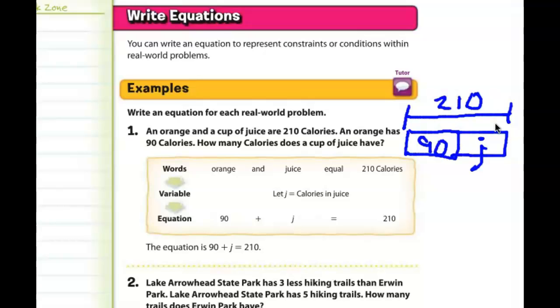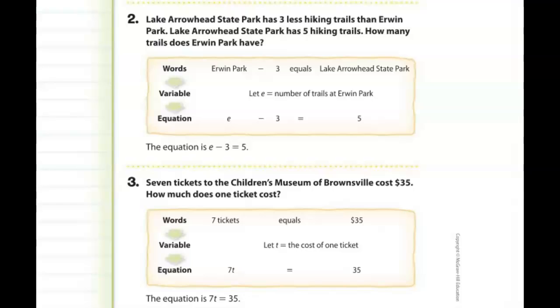So if you'll look over here, they've already talked about an orange and a juice equals 210 calories. So they're going to choose the letter J for juice as well. It could have been C for calories. And the equation will be 90 plus J. 90 plus J is equal to 210. Okay, so let's look at a couple more examples.